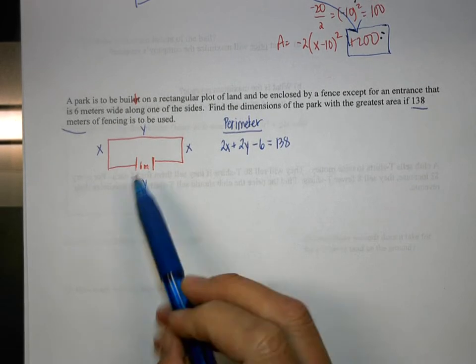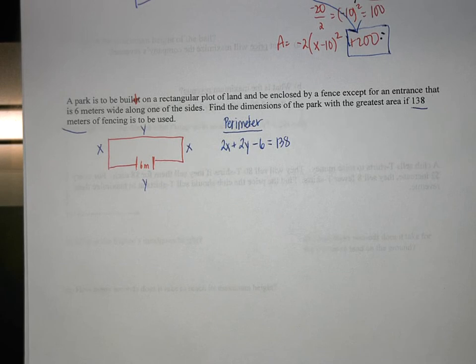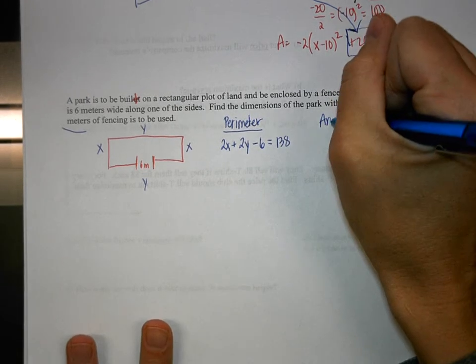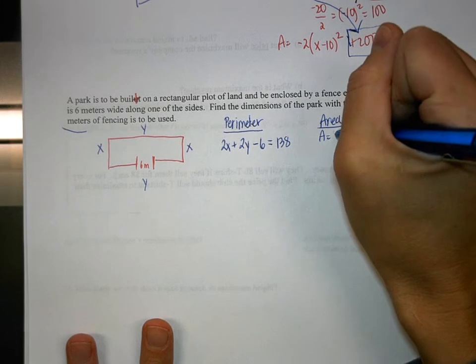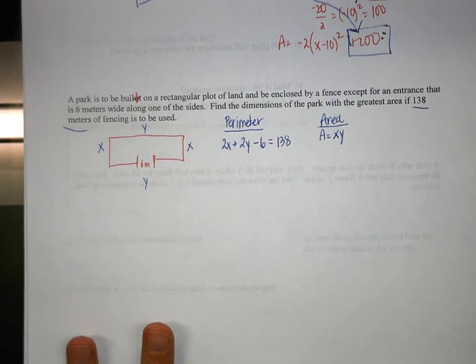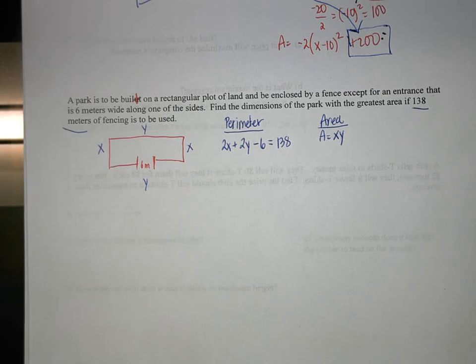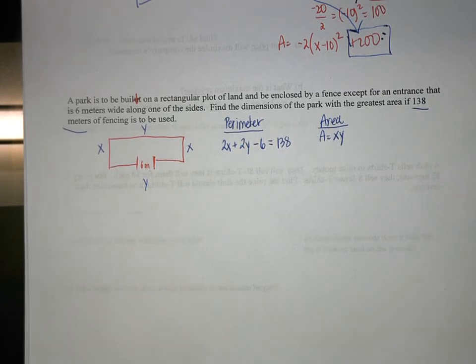Even though there's a break in the fence, the area doesn't change inside. You will still, for your area, multiply your length times your width, or your base times your height. And so for my area formula over here, area is still going to equal what? Which we're going to write as xy. We're going to do the same thing as on the last one, where we solve for a variable so that we can substitute it in. So we're going to solve for y again.